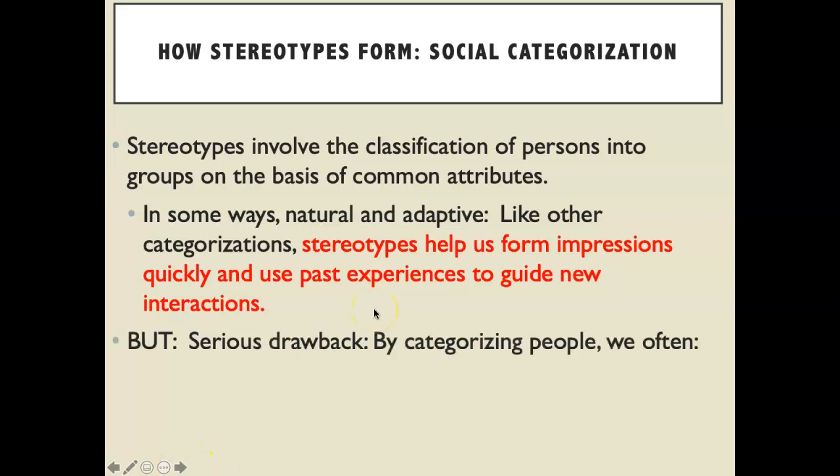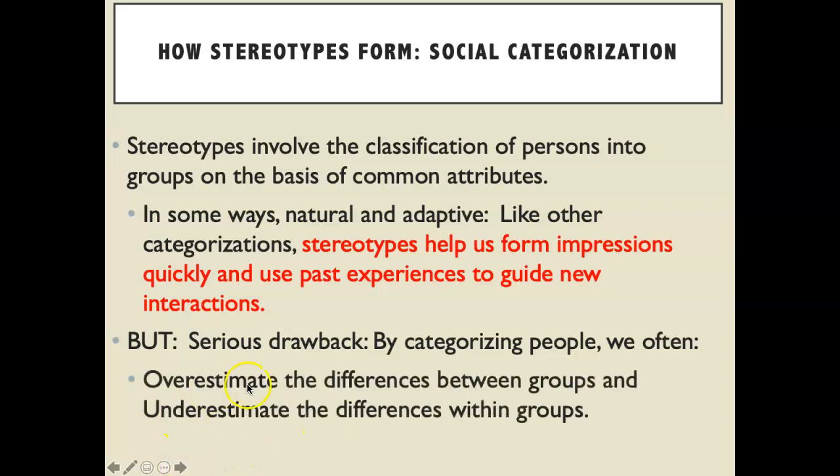But the serious drawback is when we categorize, we tend to overestimate the differences between groups, and we tend to underestimate the differences within groups. So when we apply our stereotype, let's say we have a stereotype toward a particular racial or ethnic group, and we encounter a person who belongs to that group, we're going to probably label that person and categorize them and assume certain traits on the basis of our stereotype, thinking basically that they're more alike than they are different. So when we apply our stereotype, we're kind of underestimating the unique individual characteristics of an individual who belongs to the group.